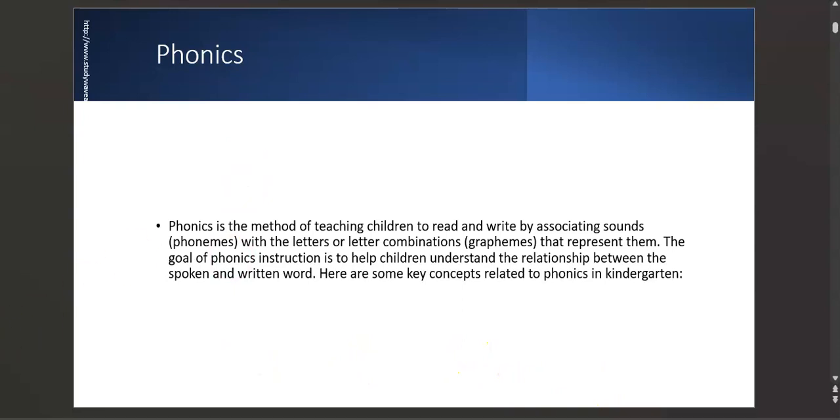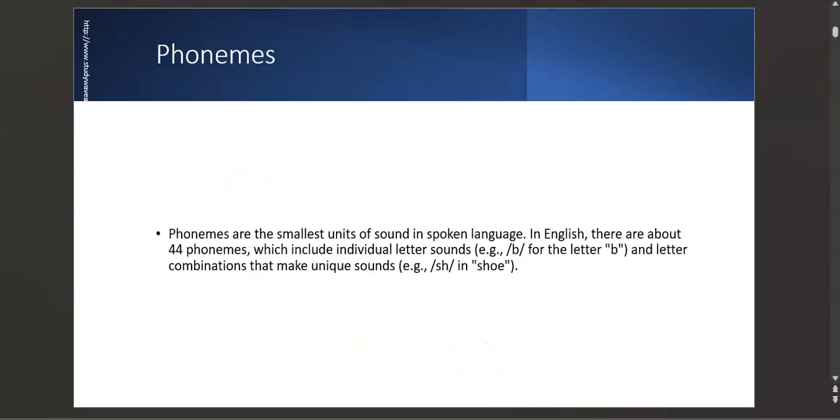Now let's move to talking about phonemes before I move to the other concepts we must understand. One thing we have to know is that phonemes are the smallest units of sound in spoken language. In English, there are about 44 phonemes, which include individual letter sounds, e.g.